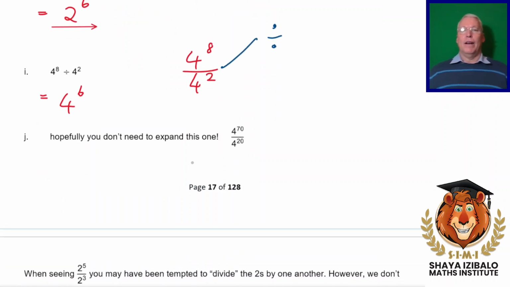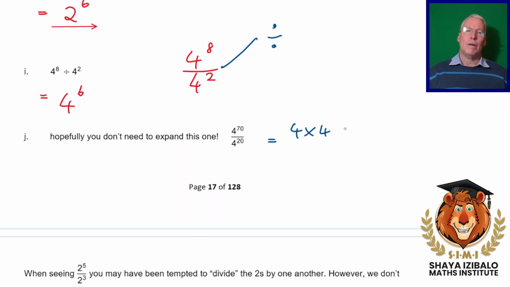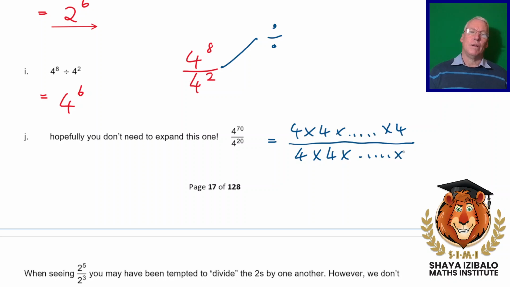Okay, right, now what about this one? 4 to the 70 over 4 to the 20. Okay, you don't need to write it out. If there's 70 4's on the top, and on the bottom there are 20 4's. Okay, so there's 70 on the top, 20 on the bottom, and we divide them out 1 for 1, 1, 1. How many will be left? There will be 50 left on the top.